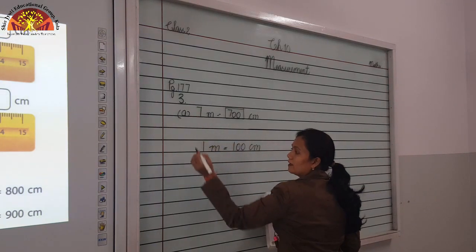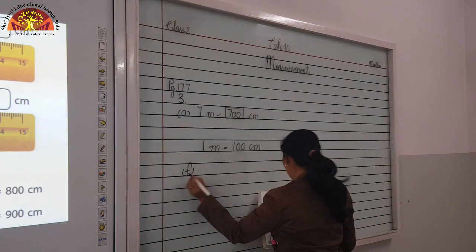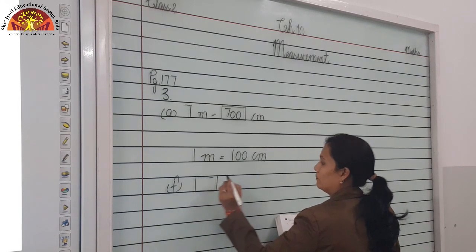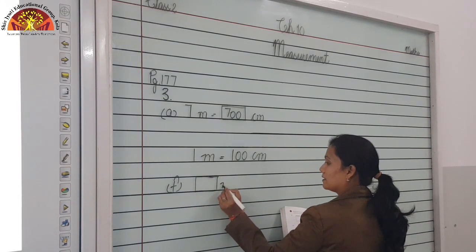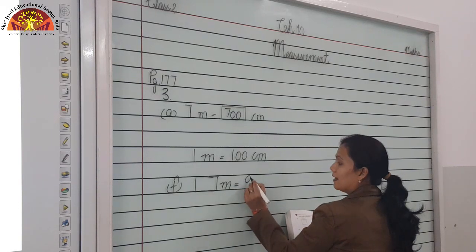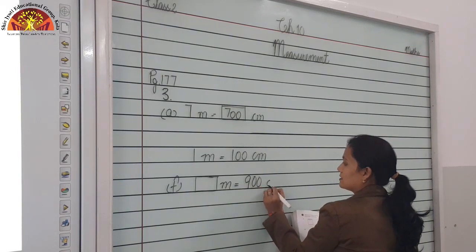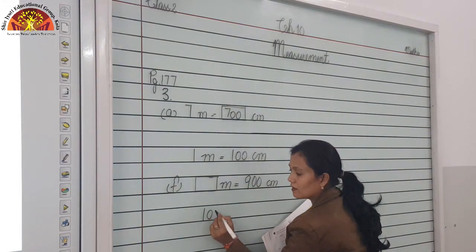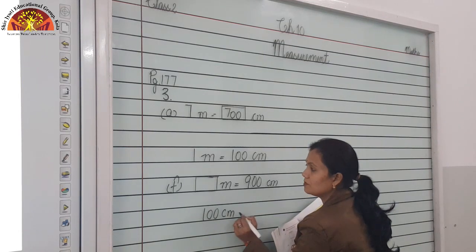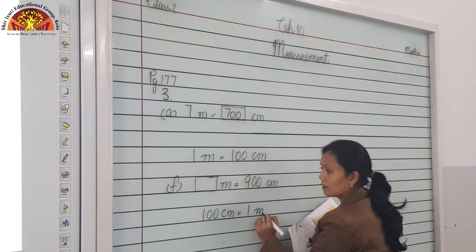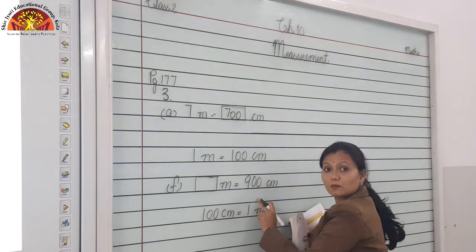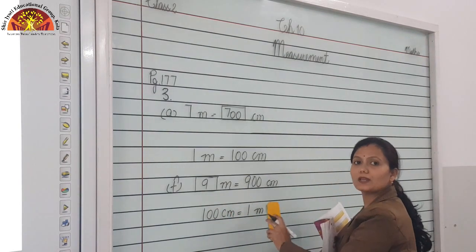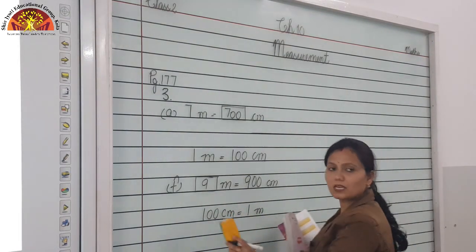This is A, now F. Your F question is meter is equals to 900 centimeter, right? Now same like this, 100 centimeter is equals to 1 meter. So here 900 centimeter is equals to 9 meter. So we can say 9 meter is equals to 900 centimeter. Now see question number 4.